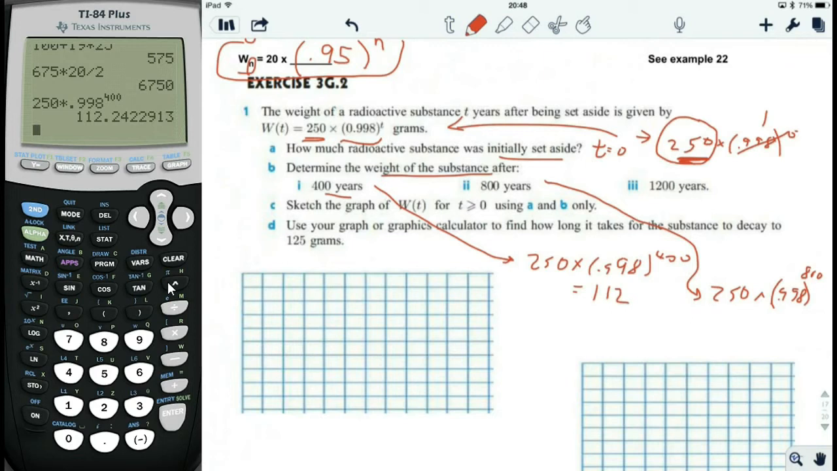What about to the 800th power? So we can type that again. We're just going to back up here. We're going to replace the 4 with an 8. Okay, and it's 50.39. It's 50.4, right? And you can see that since the multiplier is a little bit less than 1, the number is getting smaller every time. What about for 1200?